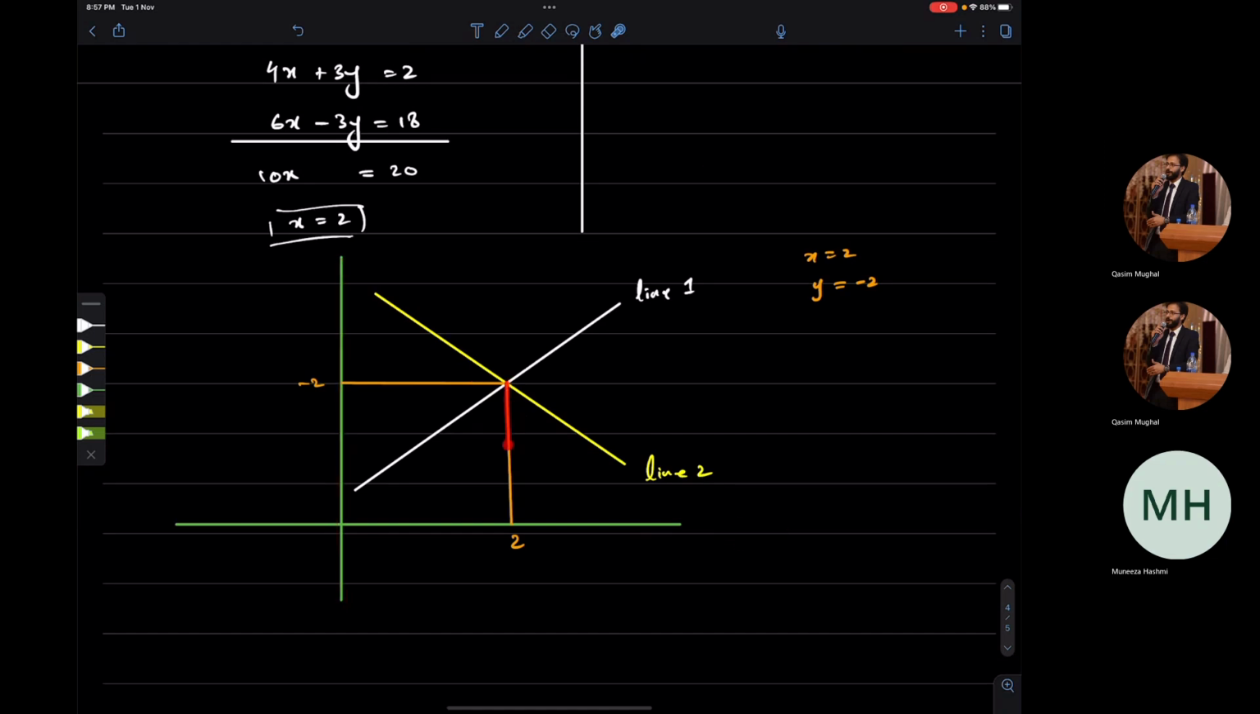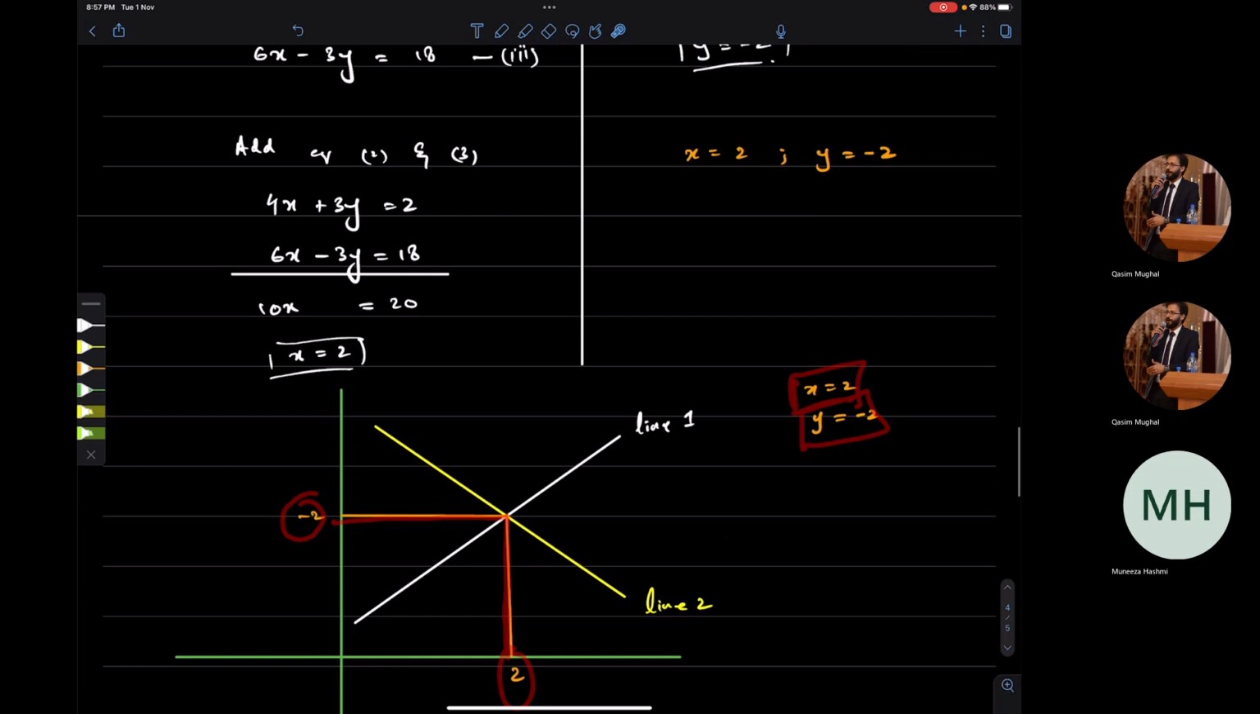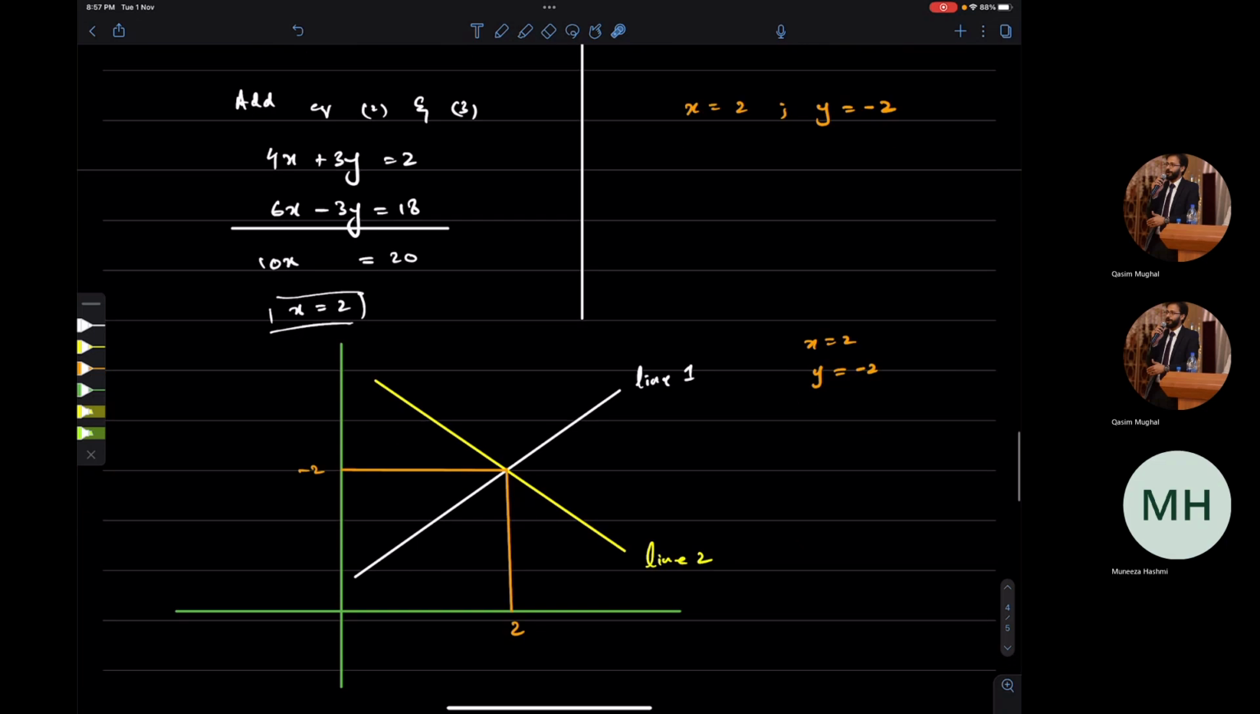So the intersection point gives the x value here and the y value here, so it's the same as the solution. The solution is basically the intersection of the two lines. x shows the x value of the intersection point and y shows the y value of the intersection point.